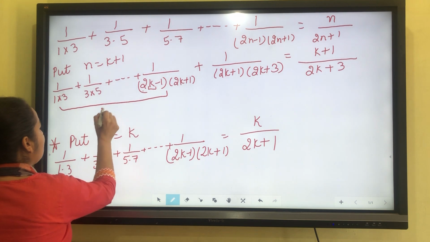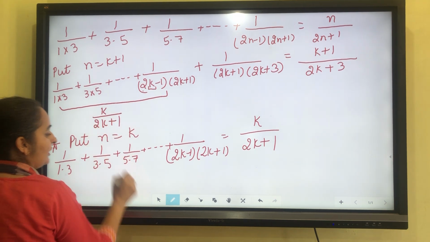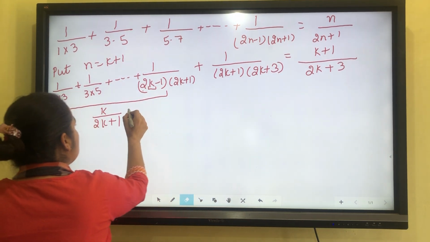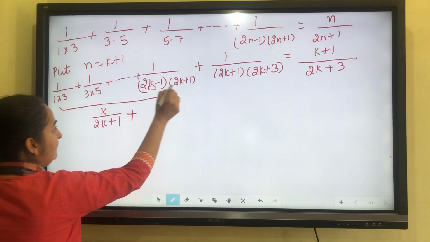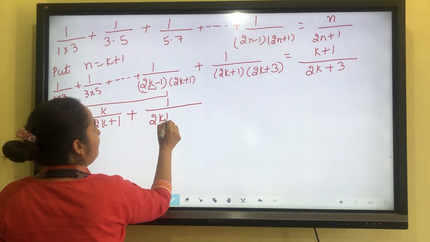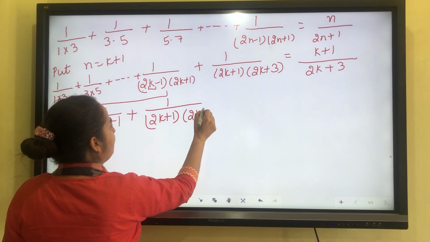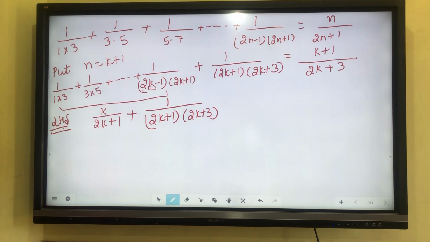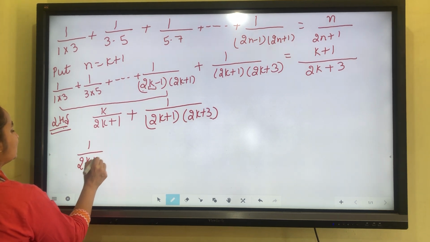So, we have to fill the value from the second step up to this. What is the value? k upon 2k plus 1, and I am removing the second step from here. But one more term is left in the third step. What is the term there? 1 upon 2k plus 1 into 2k plus 3. This is the left hand side of the third step. Now, you will solve this so that it becomes equal to the right hand side of the question. How am I solving? Is there any term common in the numerator or denominator? You will check. Yes, there is a common term, that is 1 upon 2k plus 1.